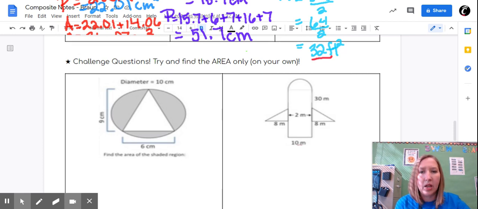So here we've got a circle with a triangle inside of it. And it's telling us to find the area of the shaded region. So think about what we would have to do to find the shaded region. Most of the ones we've done so far involve adding, but sometimes we can also use subtraction to find just part of a shape if we don't want to find the entire thing. And then this one over here, we've got a couple different shapes that we can break this into. So I want you to try these on your own.